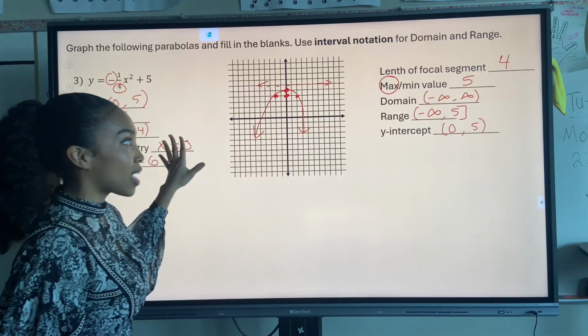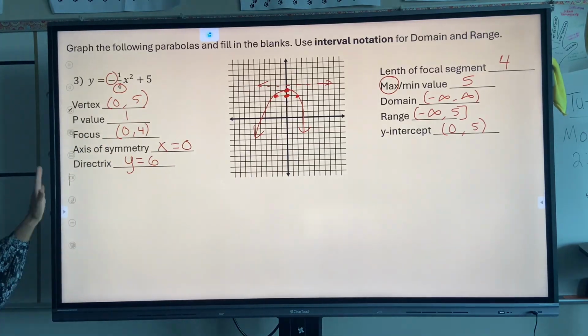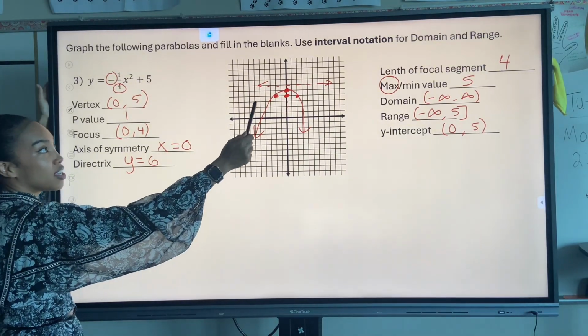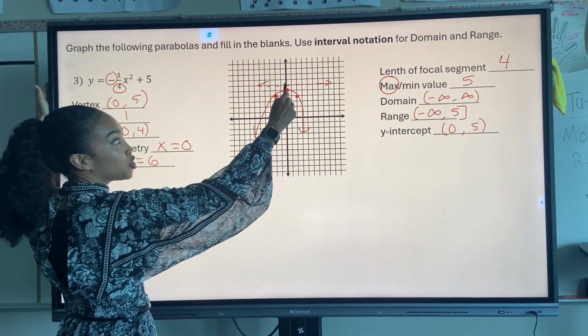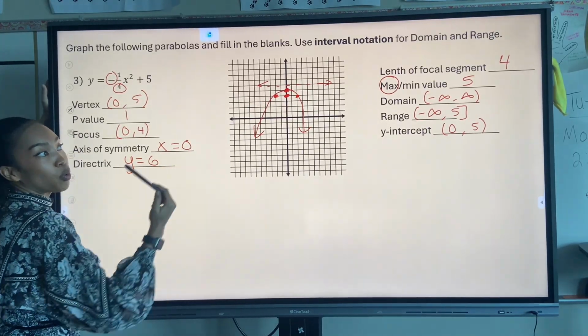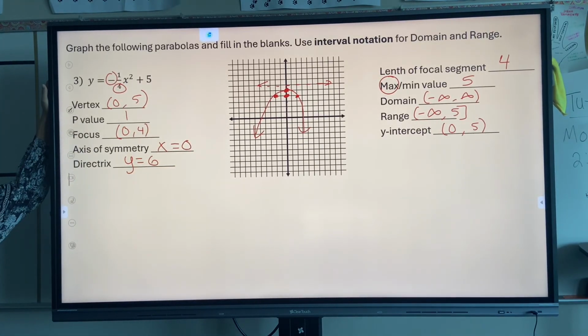Each blank should look exactly like this. If it's not, put an X. If the graph is not correct, put an X. They should not have a point for the directrix. It should be a line. The directrix is a line. The focus is a point. Any questions? All right, next one.